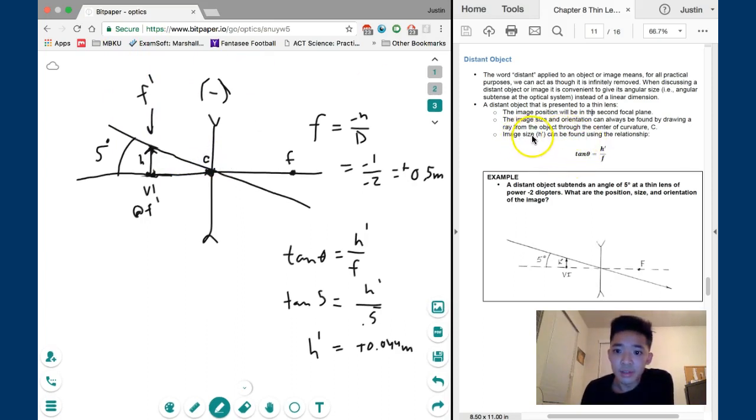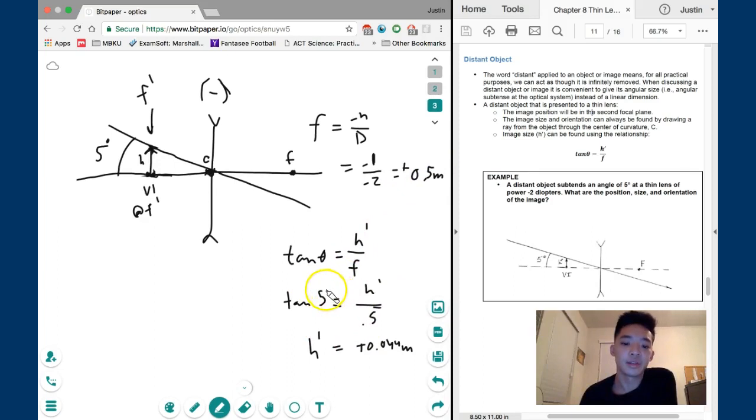And the image size can be found using the relationship of this. So typically a problem will give you theta, and you will need to calculate f using f equals negative n over d. So with this problem, you have minus 1 over minus 2, because minus 2 is given, and this is assumed in air. So you get positive 0.5 meters.